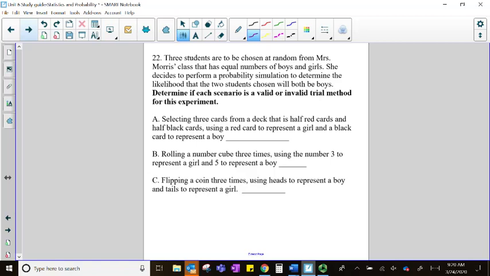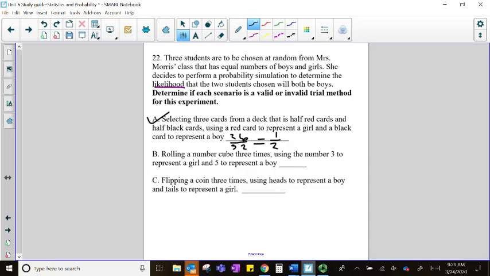3 students are chosen at random from Mrs. Morris' class that has equal numbers of boys and girls. She decides to perform a probability simulation to determine the likelihood that the 2 students chosen will both be boys. Determine if it's valid or invalid. Selecting 3 cards from a deck that is half red cards and half black cards, using a red card to represent a girl and a black card to represent a boy. So everything within that deck, there would be a 26 out of 52 chance that it'll be a boy or a girl. So it is a good 50-50 chance, 1/2 chance that girls represent half and boys represent half. So that is a good experiment.